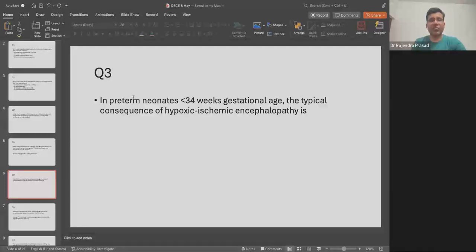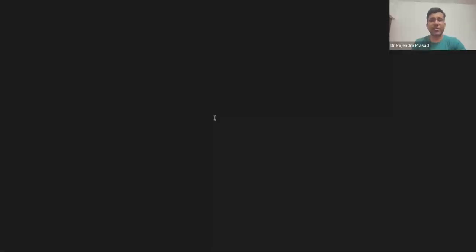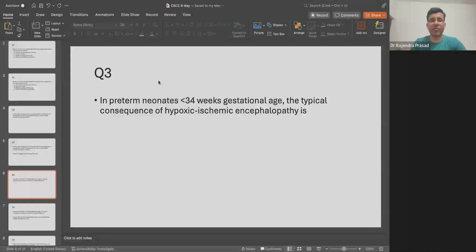Okay. So I will ask a question about preterm neonates, less than 34 weeks gestational age. What is the typical consequence of hypoxic ischemic encephalopathy in this age group? To these children, like 4 weeks later or 6 to 8 weeks later.